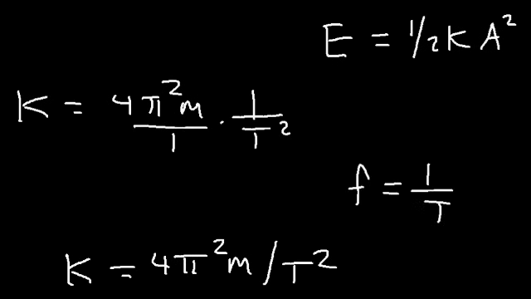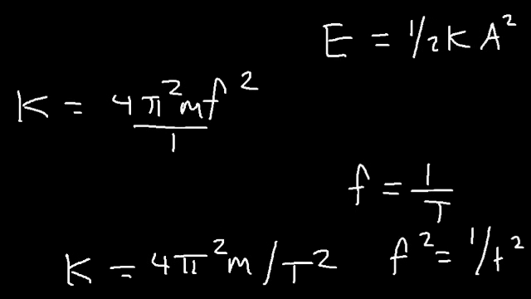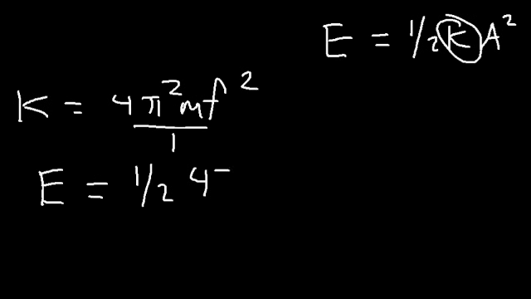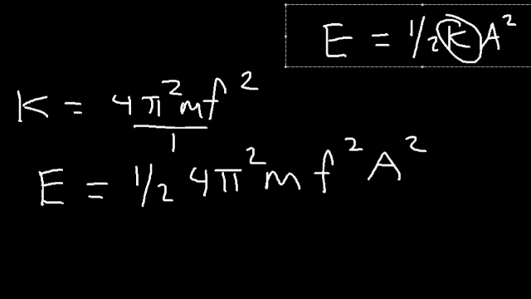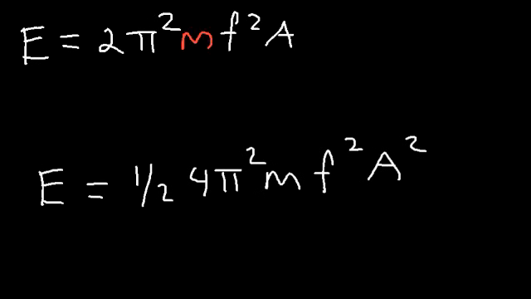Frequency is 1 over t. So f squared is 1 over t squared. So therefore, we can replace this with f squared. So now we can replace k with 4 pi squared m f squared. So E is equal to 1/2 times 4 pi squared times the mass times the square of the frequency and the square of the amplitude. Half of 4 is 2, so the energy is basically 2 pi squared times the mass times f squared times a squared.